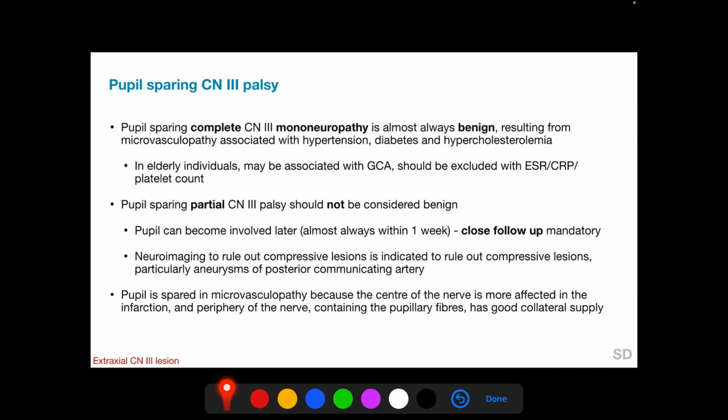Coming to the next important criterion to determine in a patient with a third cranial nerve palsy, that is whether the pupil is involved or not.